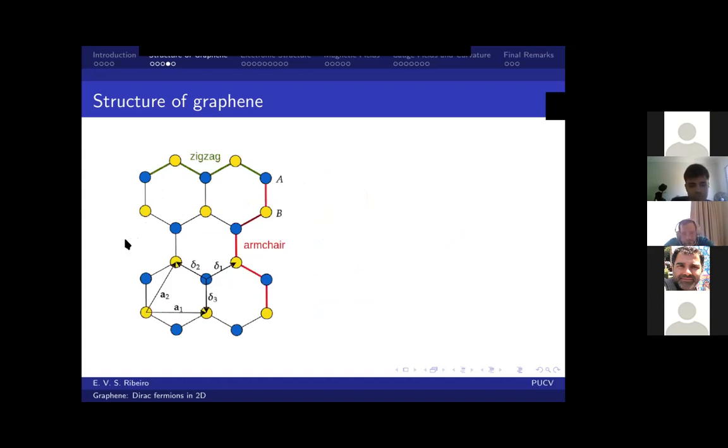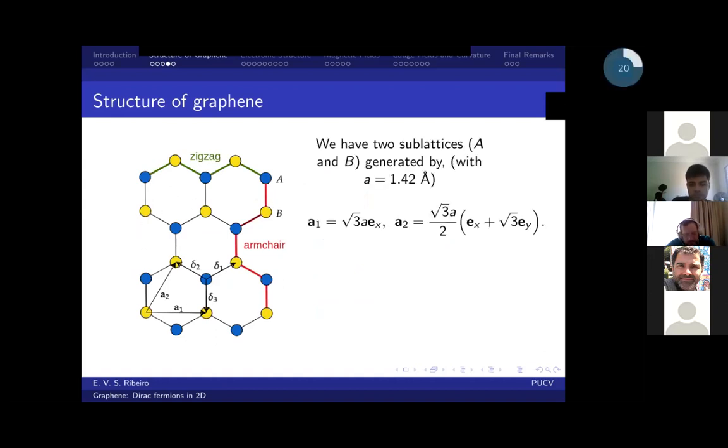So the crystallographic structure of graphene is basically about that. The important thing is that the honeycomb lattice, or hexagonal lattice if you prefer, is not a Bravais lattice. So we need to split this hexagonal structure into 2 triangular sublattices, which I'm calling A and B here, that will be generated by these 2 vectors.